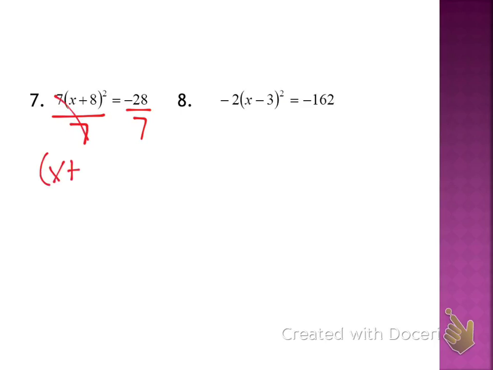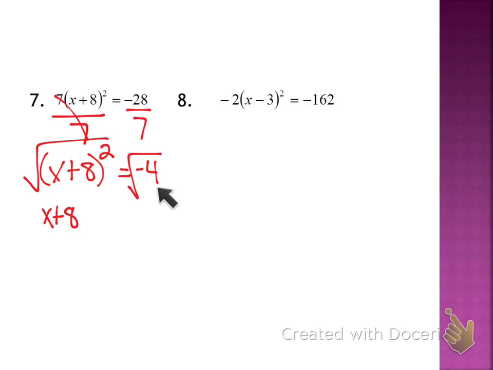So we are left with x plus 8, still in parentheses, squared, is equal to what? Negative 4. Next thing I should do, square root. Now that the squared part is all by itself, we can square root both sides. So when we do that, if we square root x plus 8 squared, what do we get? X plus 8.